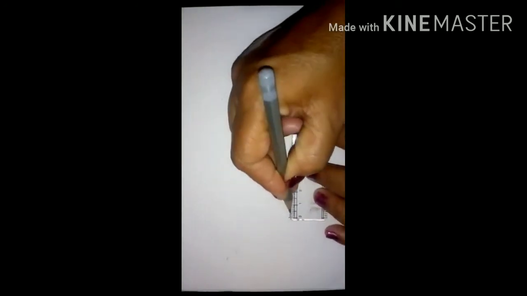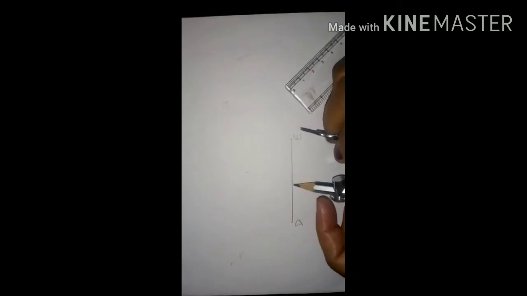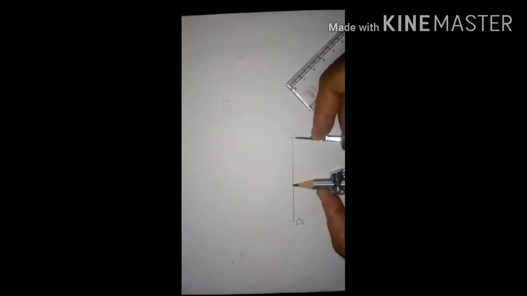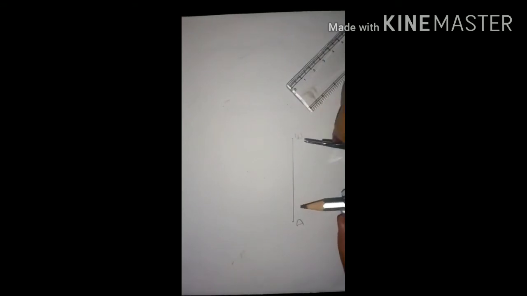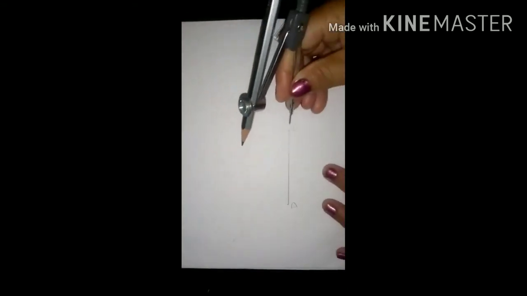Now we will take the perpendicular bisector. Now perpendicular bisector, see this is DE, and we have to take the measurement of more than half. So approximately this is half, and more than half means we will take more than half. So we will draw the perpendicular bisectors on both the sides.